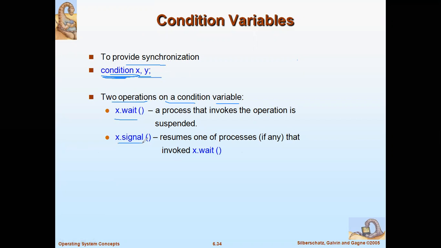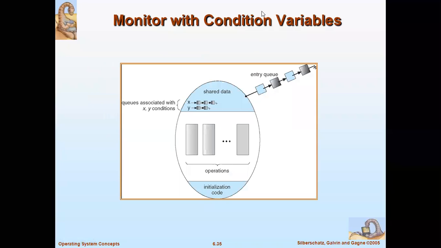One is x.wait and the other is x.signal. This wait and signal is different from what you have seen earlier. Here, a process that invokes the wait operation on the condition variable x will be suspended, and the process that invokes the signal operation on the condition variable x will be resumed. That is, the process that invoked x.wait will be resumed whenever x.signal is called.